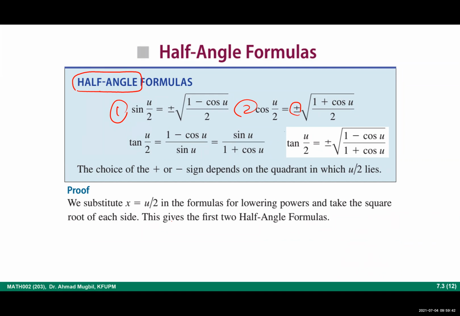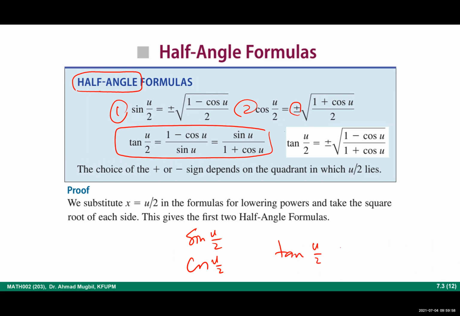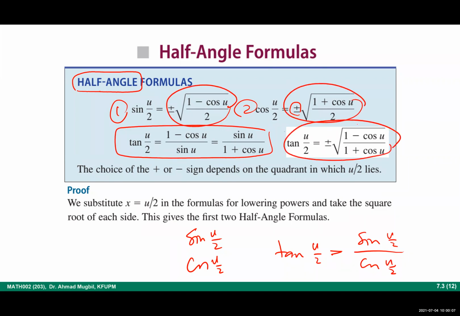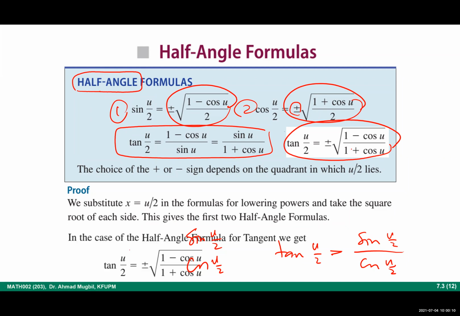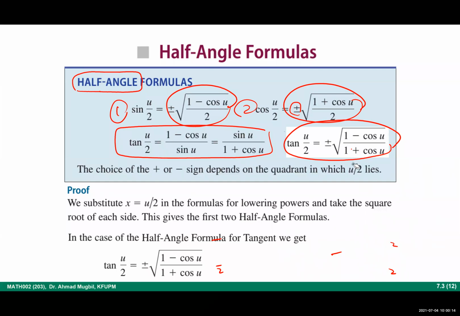Okay. Now, what we want to focus on is this: how to obtain this. You have sine u over 2, you have cosine u over 2. So you can find tan u over 2 by dividing sine u over 2 by cosine u over 2. It is not difficult. If you put this over this, you will have the cancellation. Now the question is how to obtain these.